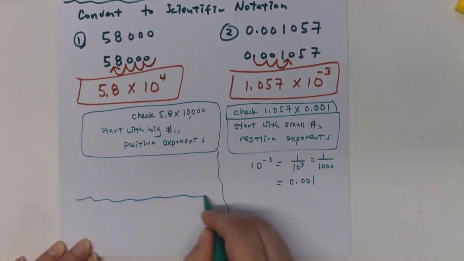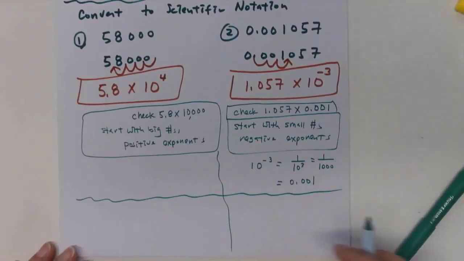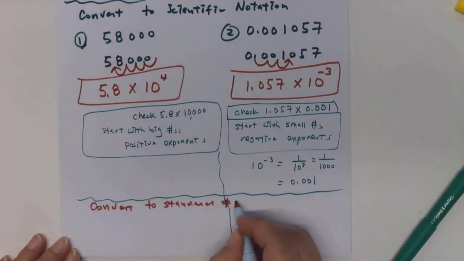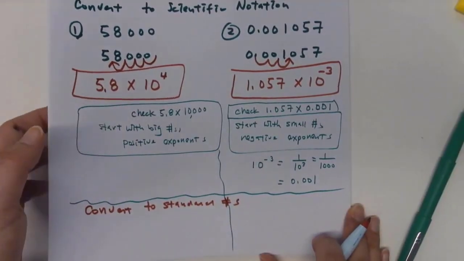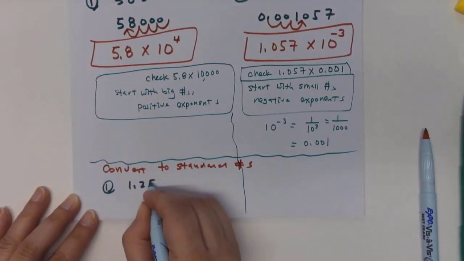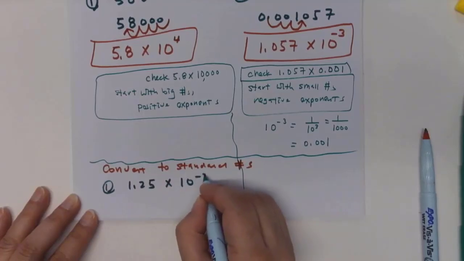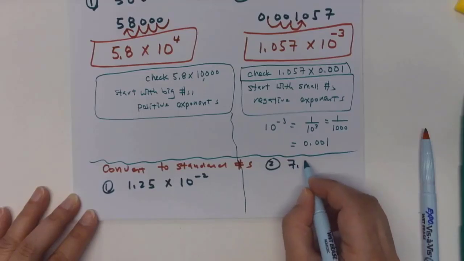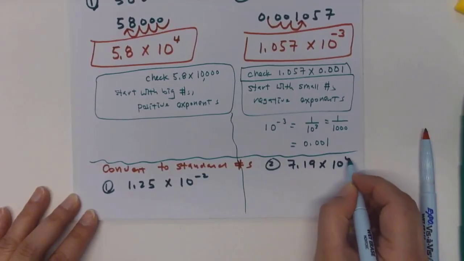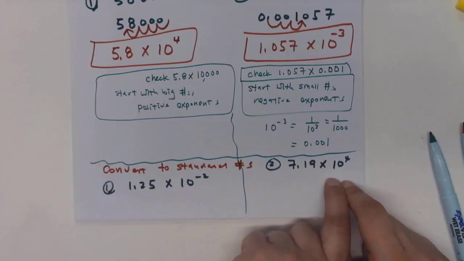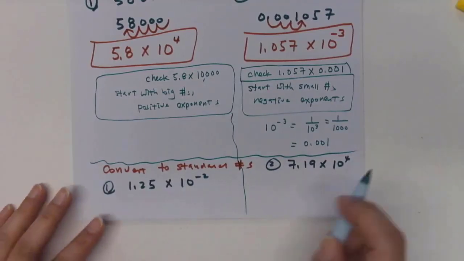But then we also have the other type of questions, which is converting back to standard number, meaning no scientific notation, right? No exponent. One of them can be 1.25 times 10 to the -2. And the second question will be 7.19 times 10 to the 4. Just looking at this, I know this is going to be a big or small number. Small because negative exponent. This is going to be big. Okay.